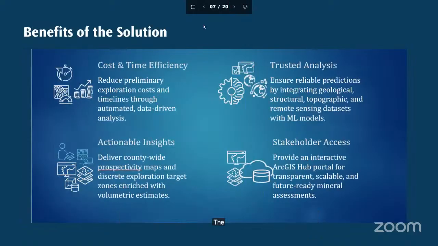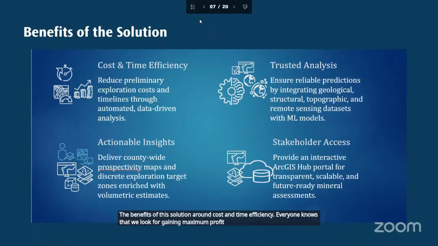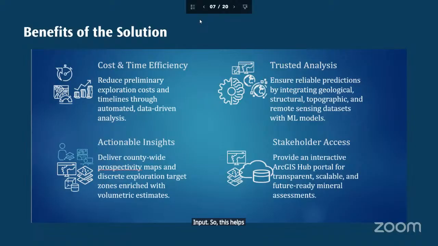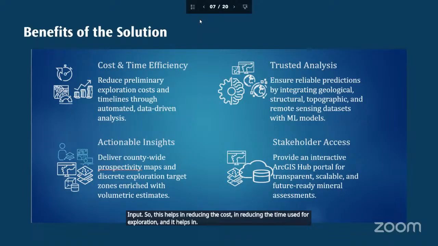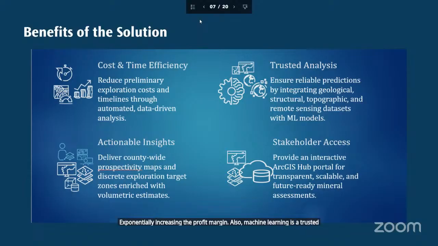The benefits of this solution are, one, cost and time efficiency. Everyone knows that we look for gaining maximum profit with minimum input. So this helps in reducing the costs, in reducing the time used for exploration, and it helps in exponentially increasing the profit margin. Also, machine learning is a trusted analysis method.